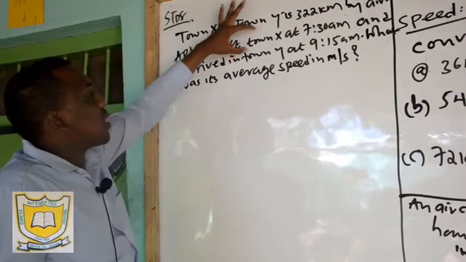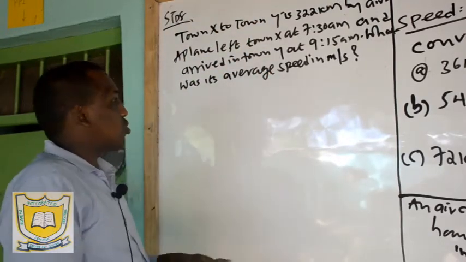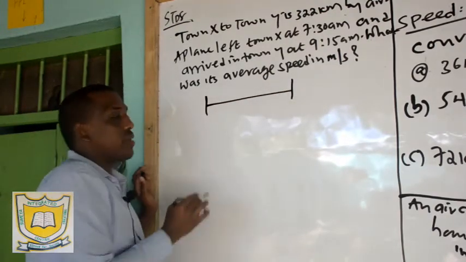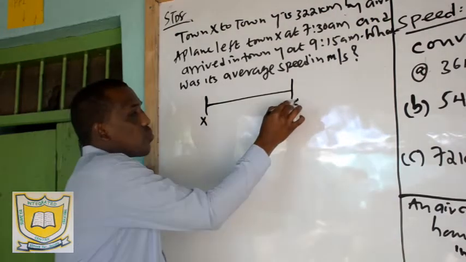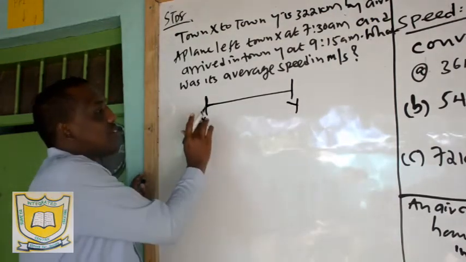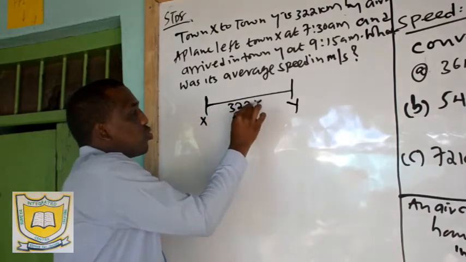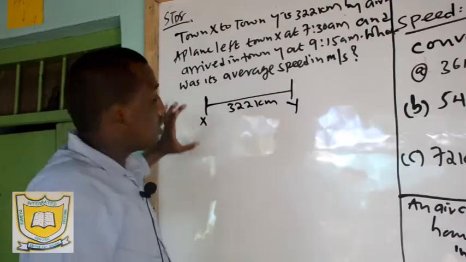A plane left town X at 7:30 a.m. and arrived in town Y at 9:15. So we have two stations now. Here we have town X and here we have town Y. The distance you cover when you travel by air is 322 kilometers. That's the distance you will cover by air, not by road.